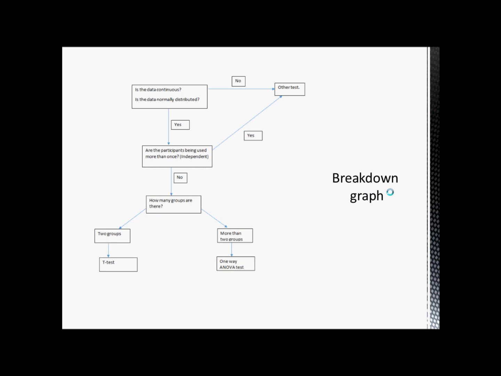Here you can see a breakdown graph where you can find out which test you can use. You check if the data is continuous, if it's normally distributed, if the participants are being used more than once, and how many groups there are.